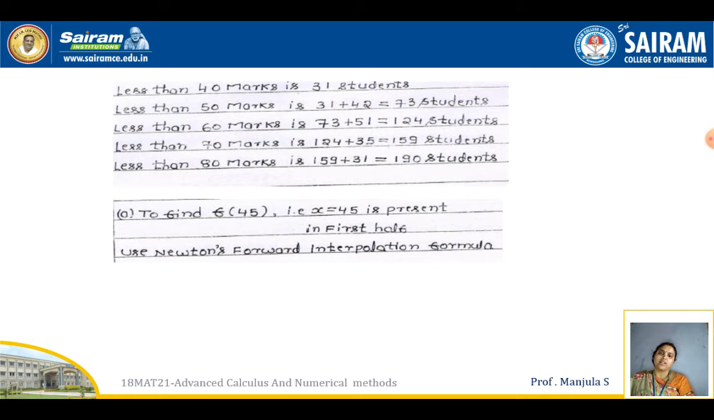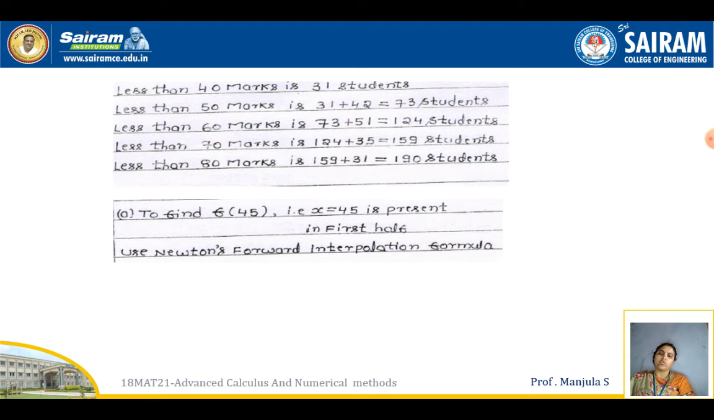So like this we can rewrite: less than 40 marks is 31 students only, less than 50 marks means 31 plus 42, we also have to add the previous, that is 73 students. Less than 60 means the previous values we have to add, 73 plus 51, that is 124 students. Less than 70 marks is 124 plus 35, that is 159 students. Less than 80 marks is 159 plus 31, which equals 190 students. So like this we can reconstruct the table.